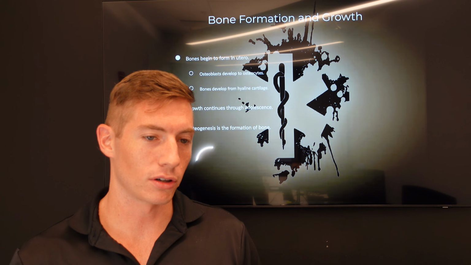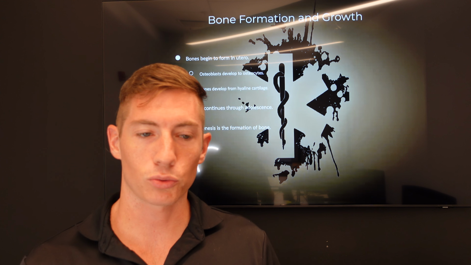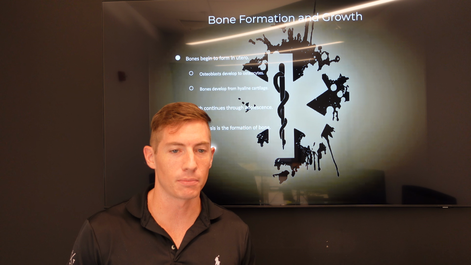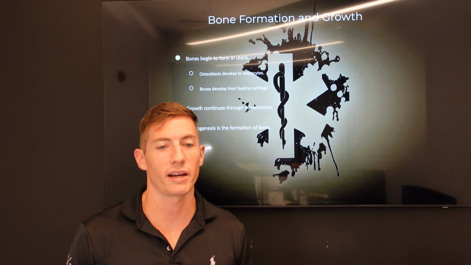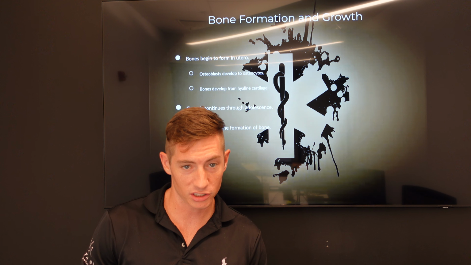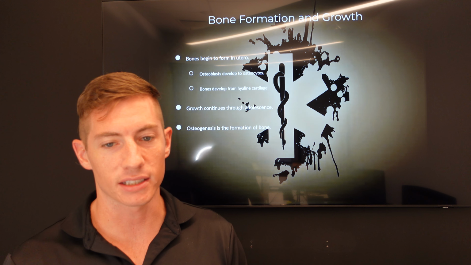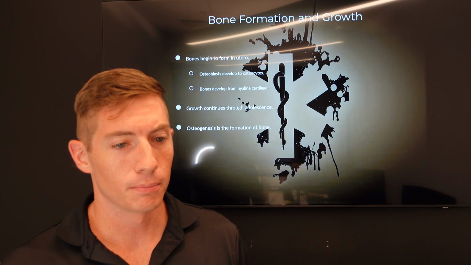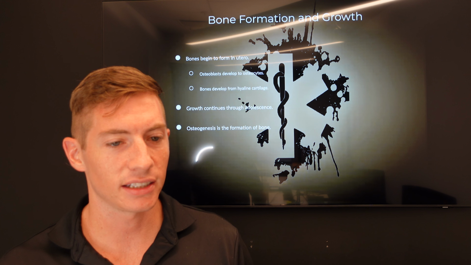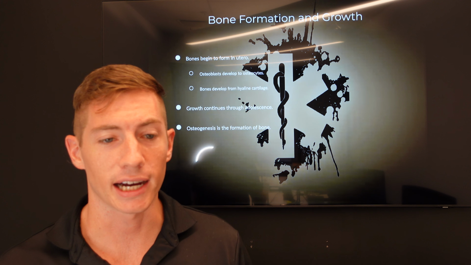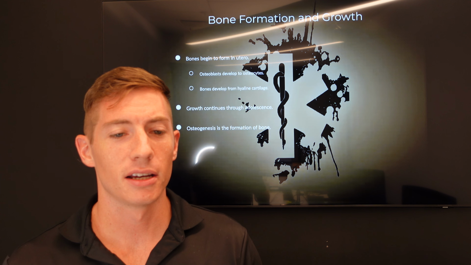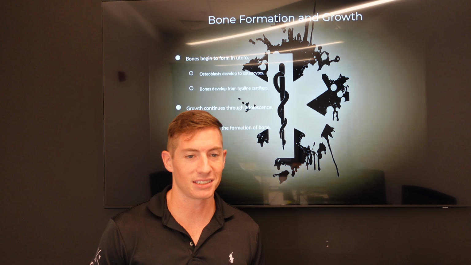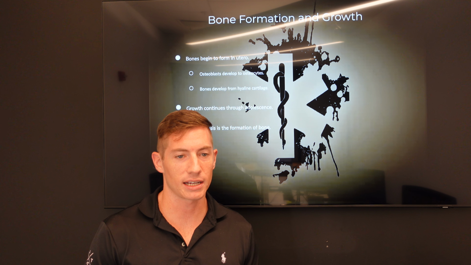Bones begin to form in utero at 6 weeks. Bone-forming cells, osteoblasts, develop, depositing bony matrix around them. Once the matrix has surrounded the osteoblasts, they are called osteocytes. Bone develops from hyaline cartilage that is shaped similarly to the bone that it will become. Bone growth continues through adolescence.